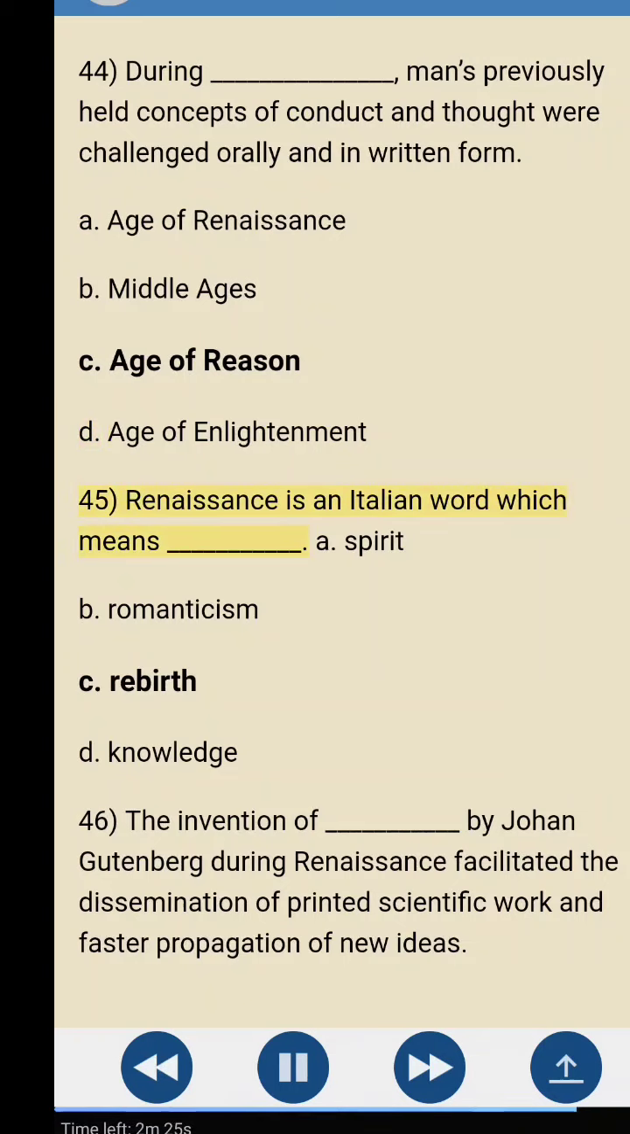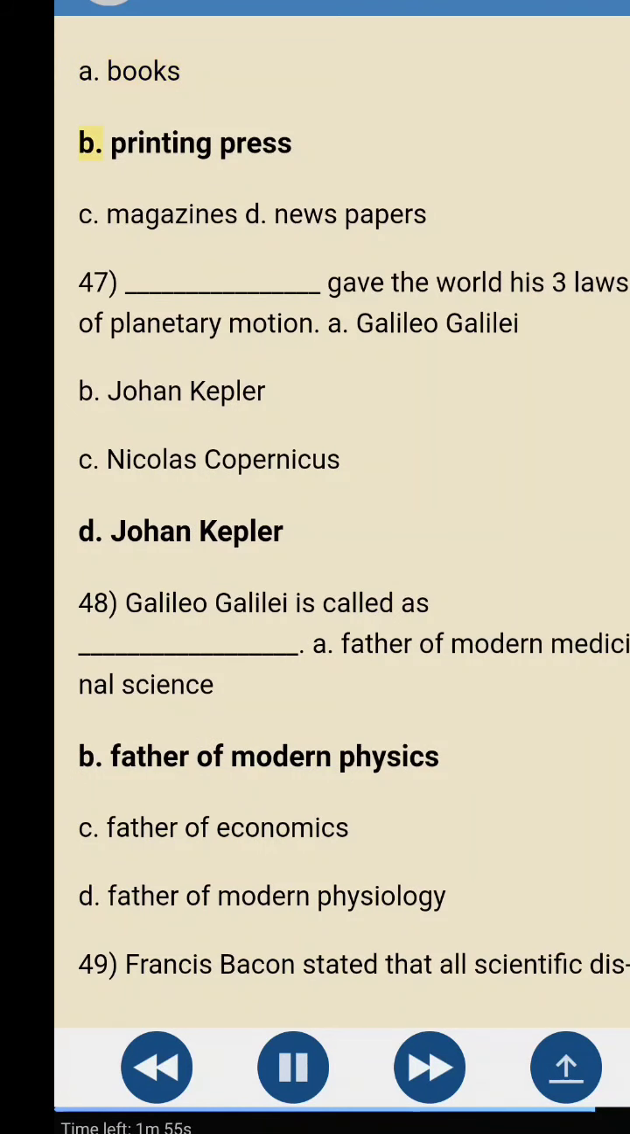45. Renaissance is an Italian word which means blank. A. Spirit. B. Romanticism. C. Rebirth. D. Knowledge. 46. The invention of blank by Johann Gutenberg during Renaissance facilitated the dissemination of printed scientific work and faster propagation of new ideas. A. Books. B. Printing press. C. Magazines. D. Newspapers.